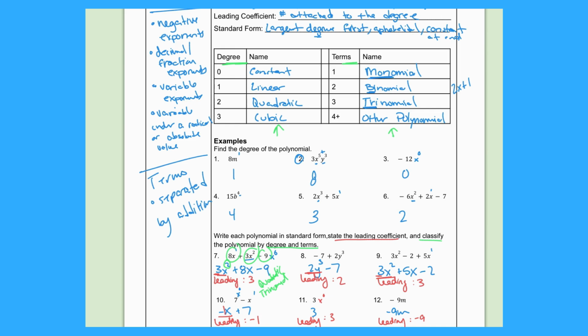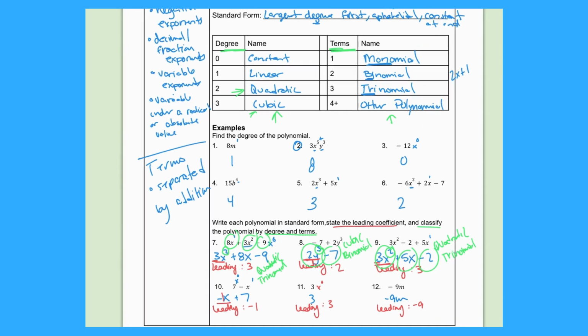Number 8, our biggest exponent was a 3. So that's going to be cubic. And it has 1, 2 terms. So if we go over to the terms, 2 is a binomial. So it is a cubic binomial. Number 9, our degree is a 2. And 2, if we go back up to our degree, that means quadratic. And it has 1, 2, 3 terms. So just like before, that's a trinomial. So a quadratic trinomial.